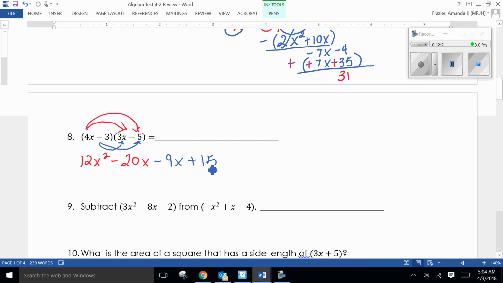Okay, now I'm going to combine my like terms. So I'll have 12x squared minus 29x plus 15.